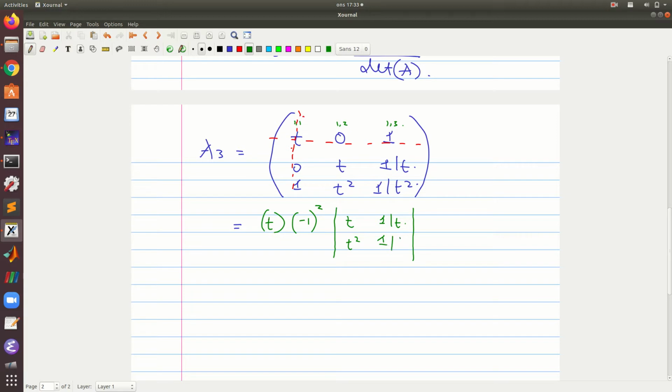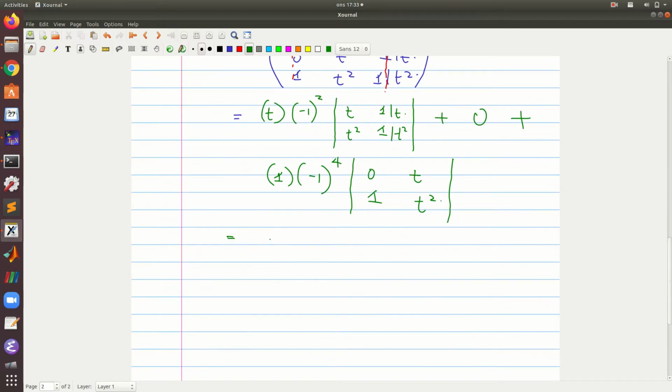squared, 1 over t squared, then plus, of course this is good, a 0 multiplied by anything is going to be 0, then plus we have a 1, then multiply by -1 to the power 1 plus 3, which is 4, then times the determinant of the submatrix after deleting this row and its column. So we have 0, t, 1 and t squared. Okay, so what do we have?